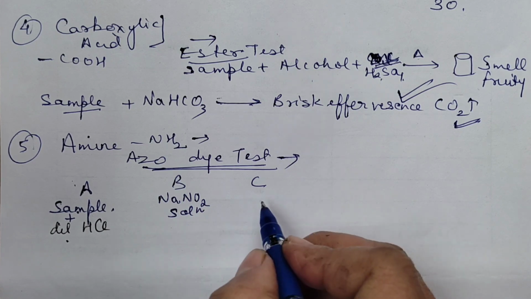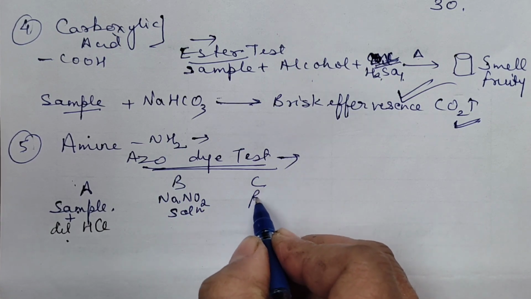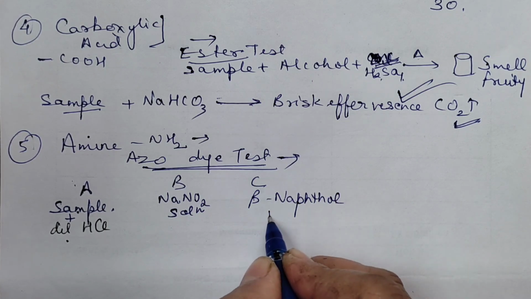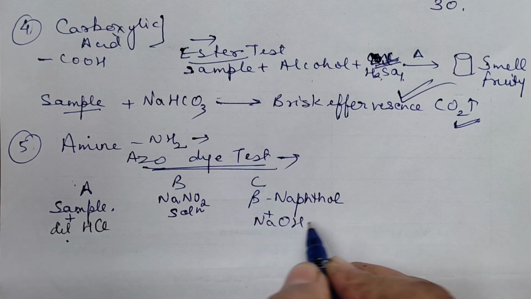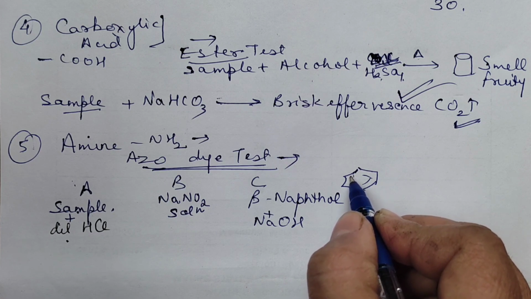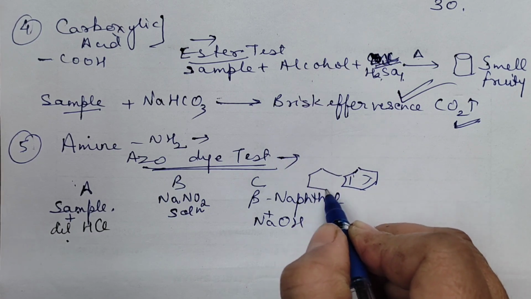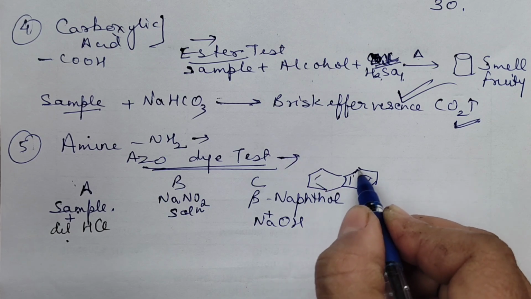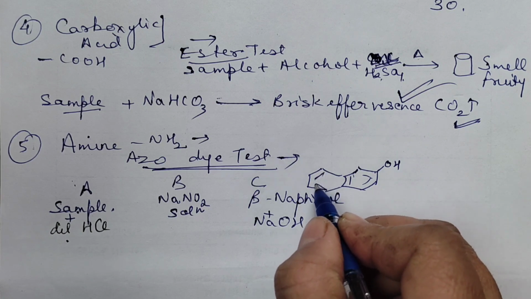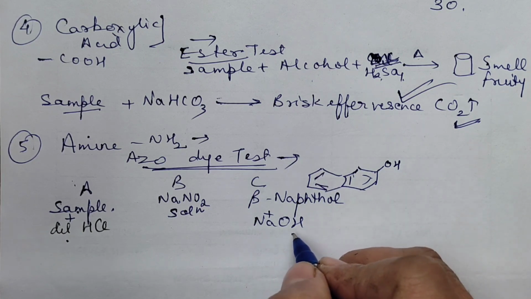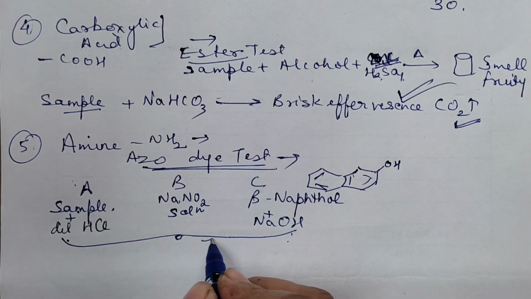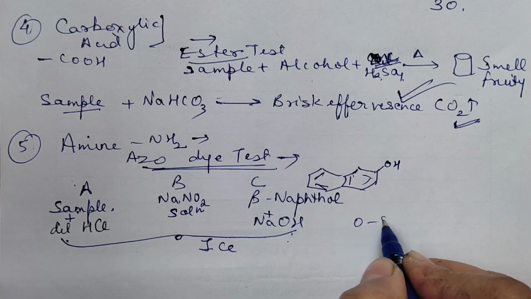In test tube B, you'll prepare NaNO2 solution. In the third test tube, you will take beta-naphthol plus NaOH. Right, so what is beta-naphthol? Naphthalene is this. 2 benzene rings fused together is naphthalene. So this is alpha, this is beta. At the beta position there is OH group. So beta-naphthol plus NaOH you will take in the third test tube. So all these 3 test tubes you will keep in ice, so as to maintain 0 to 5 degrees Celsius.